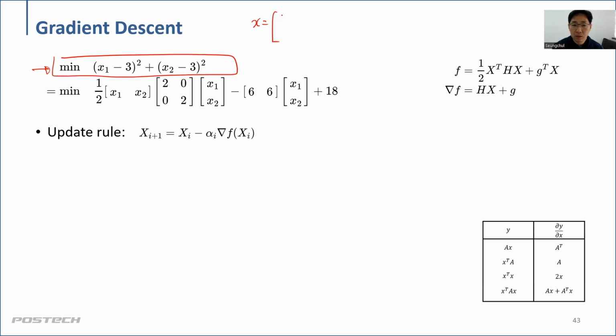X is x1, x2. We have two decision variables, no constraint, and it's a quadratic, so it's a convex problem. x1 and x2 can have any values. What's the optimal solution in that case? Actually, you don't have to compute it. Just looking at the objective function, you can figure it out.